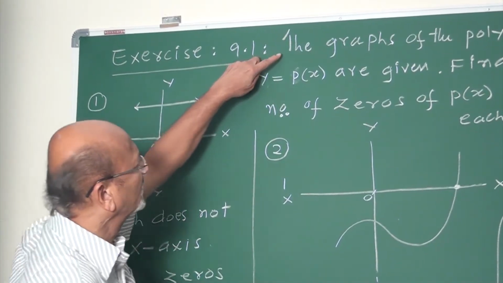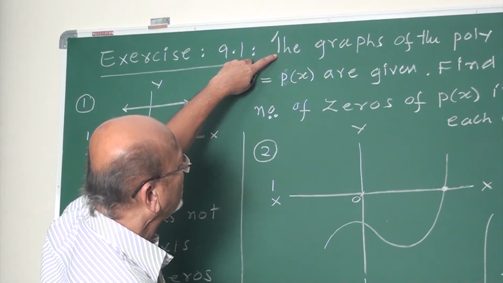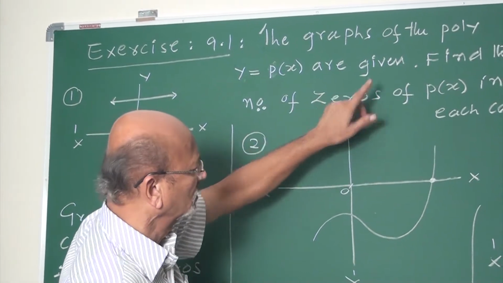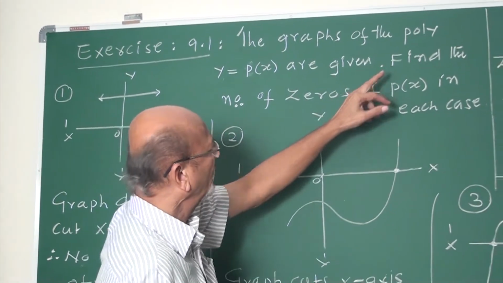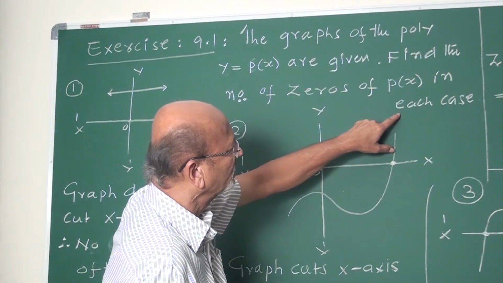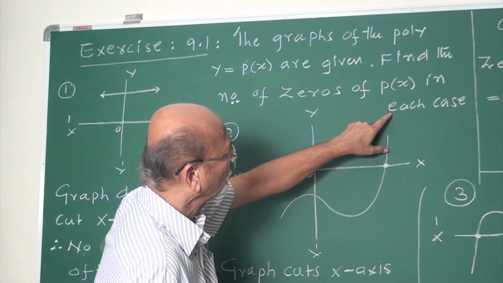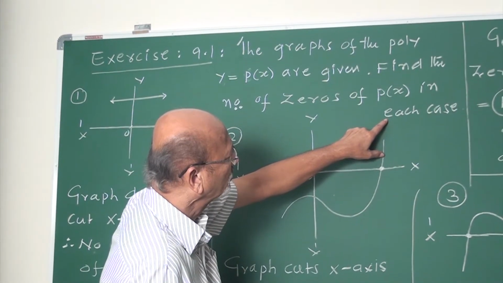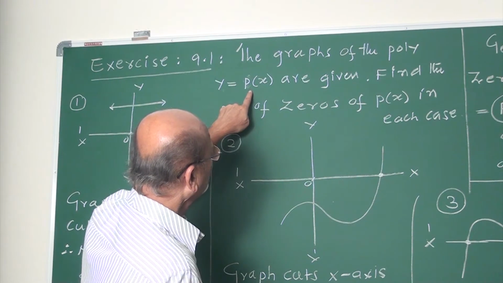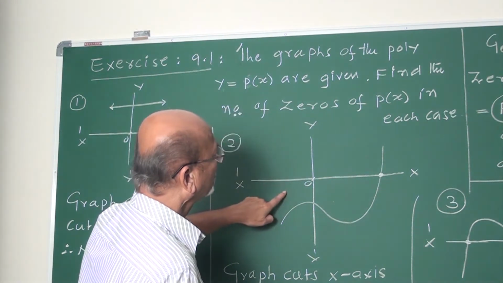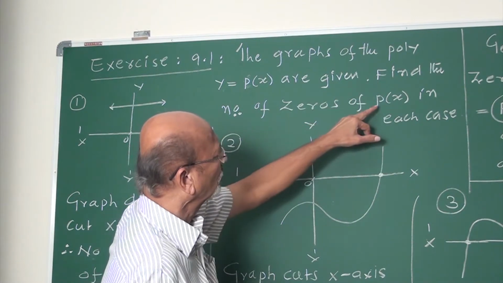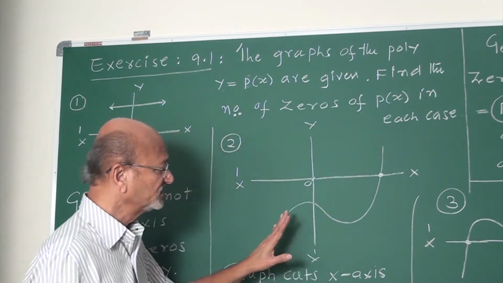What is the statement of the example? The graphs of the polynomial y equal to p(x) are given below. Find the number of zeros of the polynomial p(x) in each case. The graphs are given, and with the help of the graphs, you have to find the zeros of the polynomial p(x).